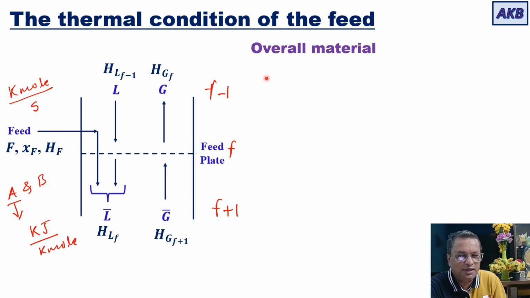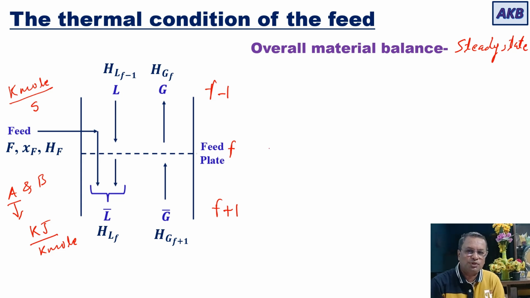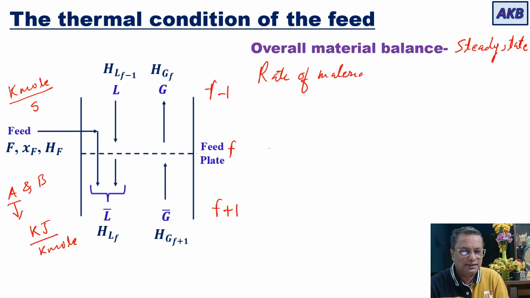Okay, now let us take the overall material balance at the steady state. At the steady state, the overall material balance will be: input material is equal to output material. Rate of material in is equal to rate of material out.